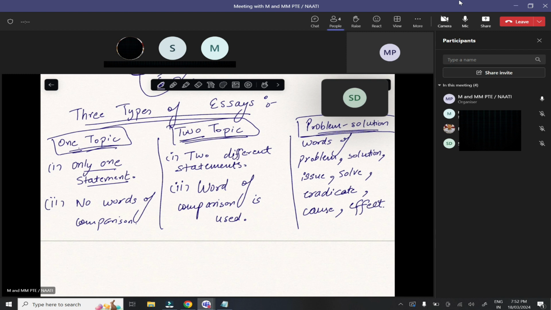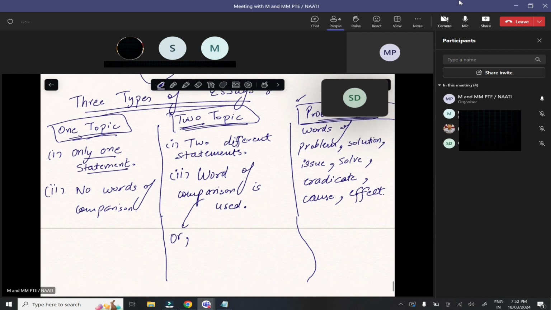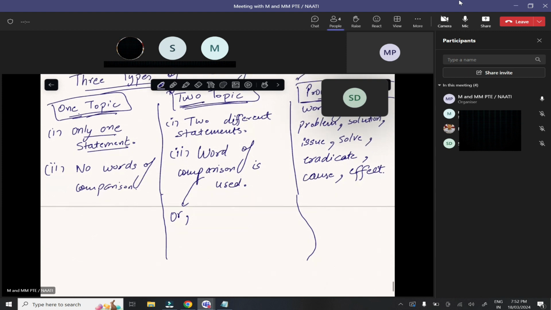And for problem and solution, if words like problem, solution, issue, solve, eradicate, cause, effect, or any of these words are written anywhere in the essay statement, that essay would be a problem and solution essay. I'll give you some examples as well after that, just so you understand better.